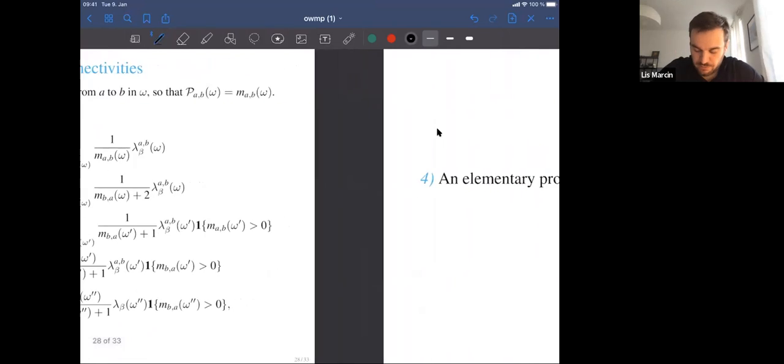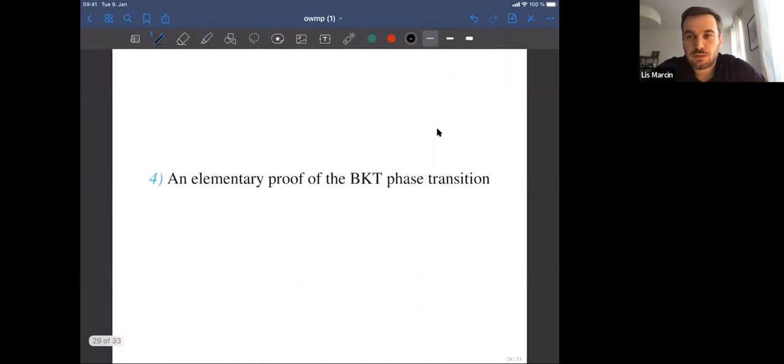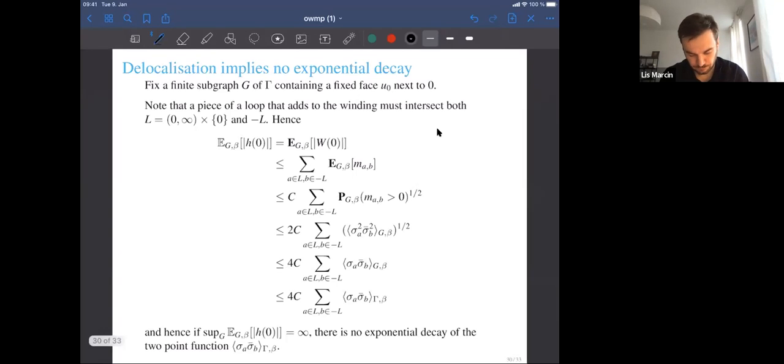So at this point, we have a loop representation which is coupled to the height function exactly, and whose statistical properties describe the two-point function of the model. So there is a chance that we can use the delocalization result about the height function to prove something about the spins. And that's the first step of our proof that I mentioned: the argument that delocalization implies no exponential decay of correlations. So this already implies that there is some sort of phase transition in the model.